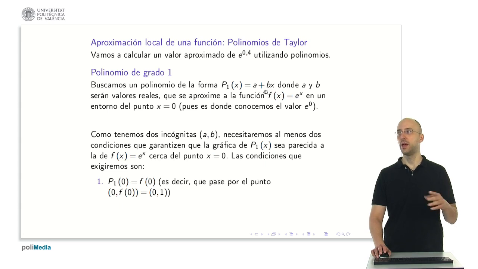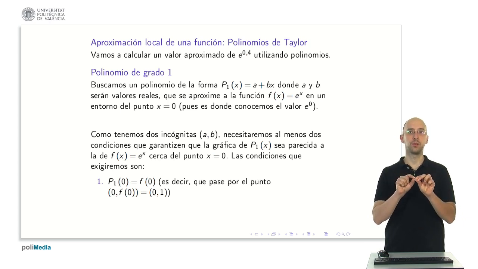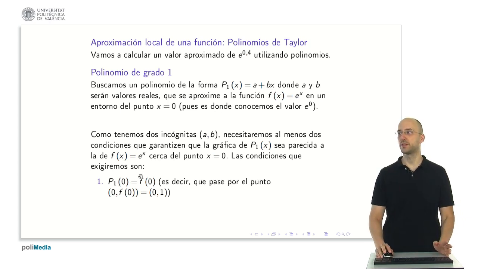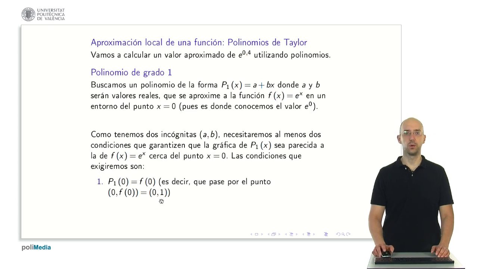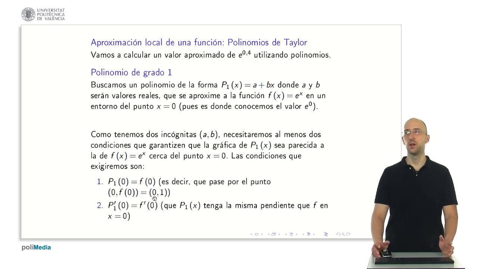I want the function and the polynomial to match at the specific point where I intend them to coincide, which is at point 0. How do I express this requirement? I've designated it with a subscript 1 to indicate its first-degree nature. I stipulate that the first-degree polynomial at point 0 should be equal to the function at point 0. The function evaluated at point 0 is very straightforward. It is simply e raised to the power of 0, resulting in a value of 1. This is why I set it to pass through the point 0, 1. The next condition is what we refer to as a smoothness requirement.